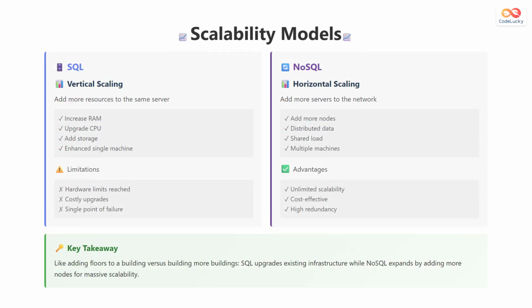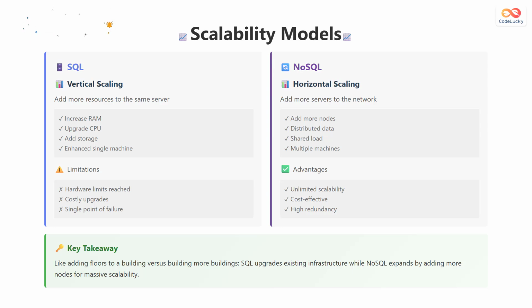The scalability difference between SQL and NoSQL is fundamental. SQL uses vertical scaling. This means improving a single server by adding more RAM, upgrading the CPU, or adding storage. It's like expanding a building upward by adding more floors. However, vertical scaling has limits. Eventually, you reach the maximum hardware available. The costs increase dramatically, and you create a single point of failure.